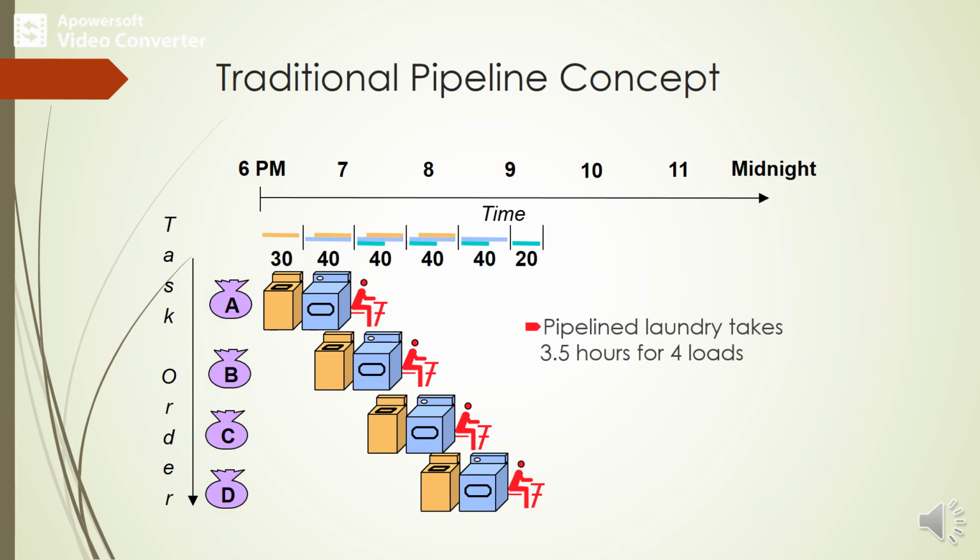So the traditional pipeline concept. Here we can observe the task order is considered, and we can overlap the process. We are overlapping the process here, and if you overlap the process, the pipeline laundry takes around 3.5 hours for 4 loads.